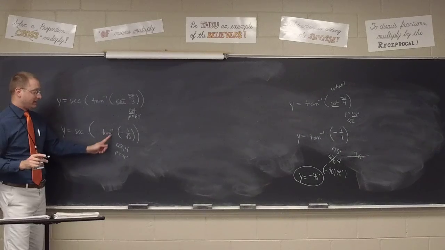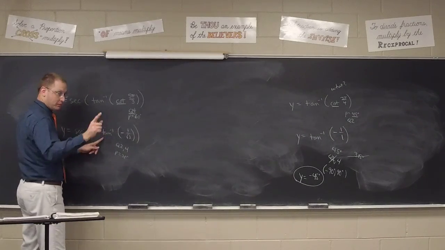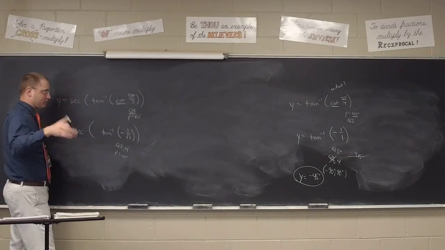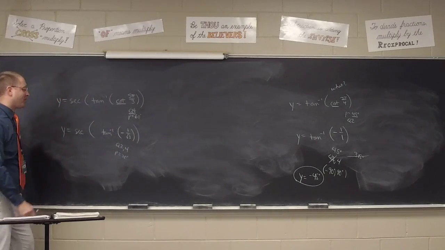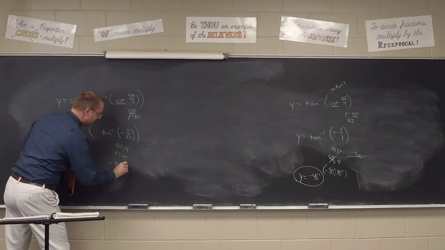This is limited, so it only gives you one answer. What is arctangent's limited range, Quentin, or Ethan? Negative 90. Negative 90, right.